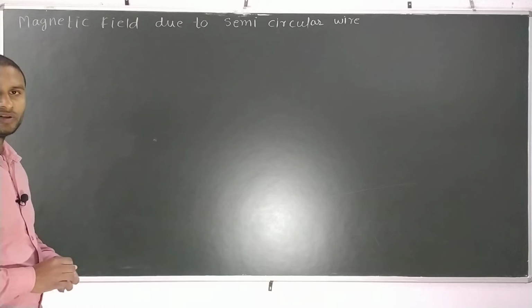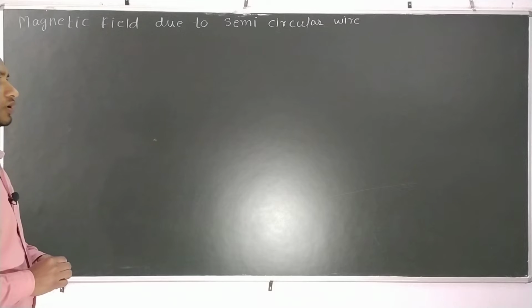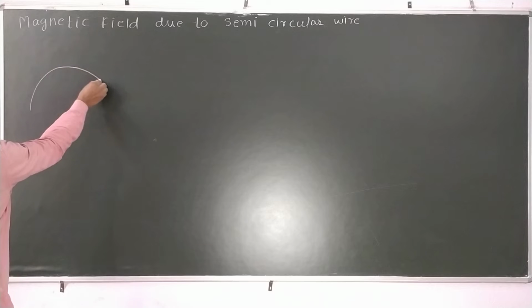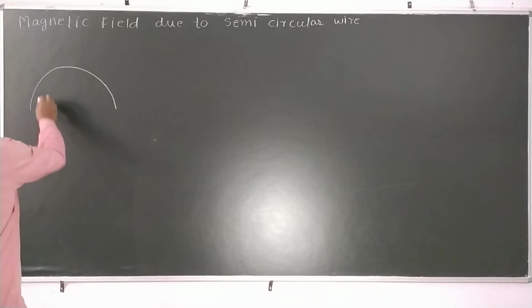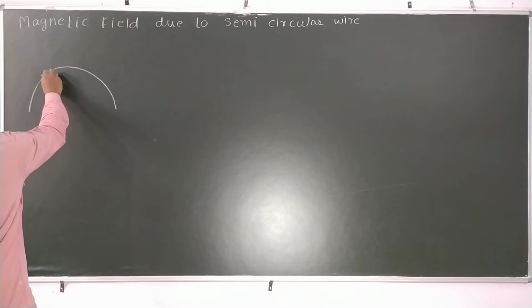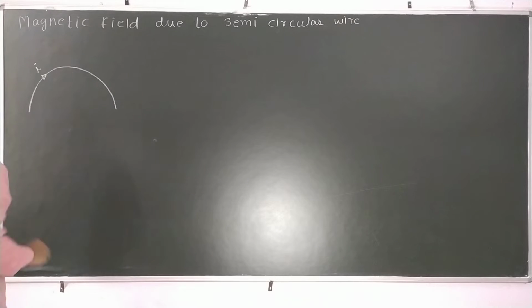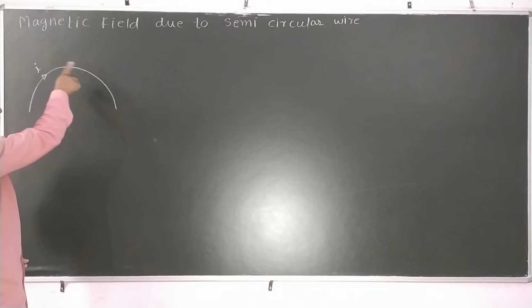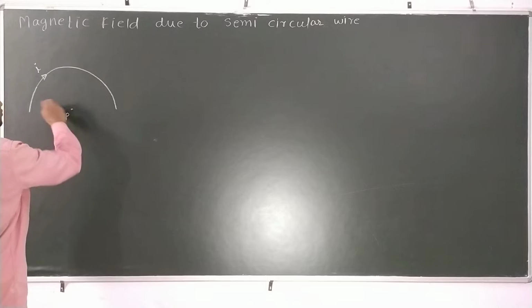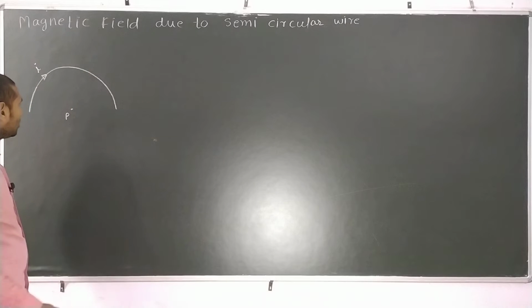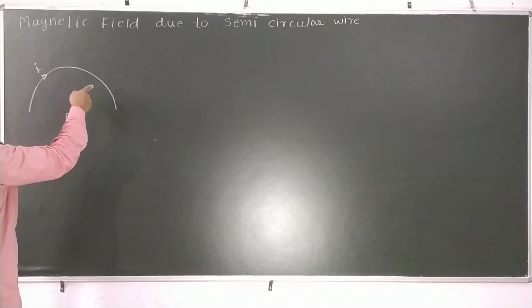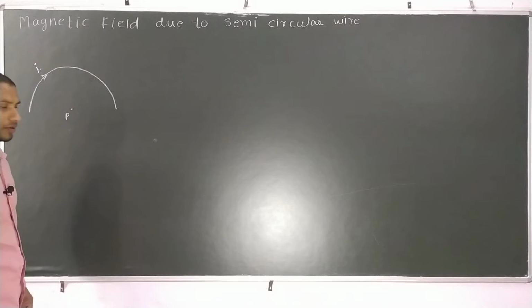Today we are going to discuss a topic that is magnetic field due to semicircular wire. Suppose this is a semicircular wire, and inside the semicircular wire there is a current flowing. We have to find out the magnetic field at a point P, which is the center of this semicircular wire. At this center, we have to find the magnetic field due to this semicircular wire.